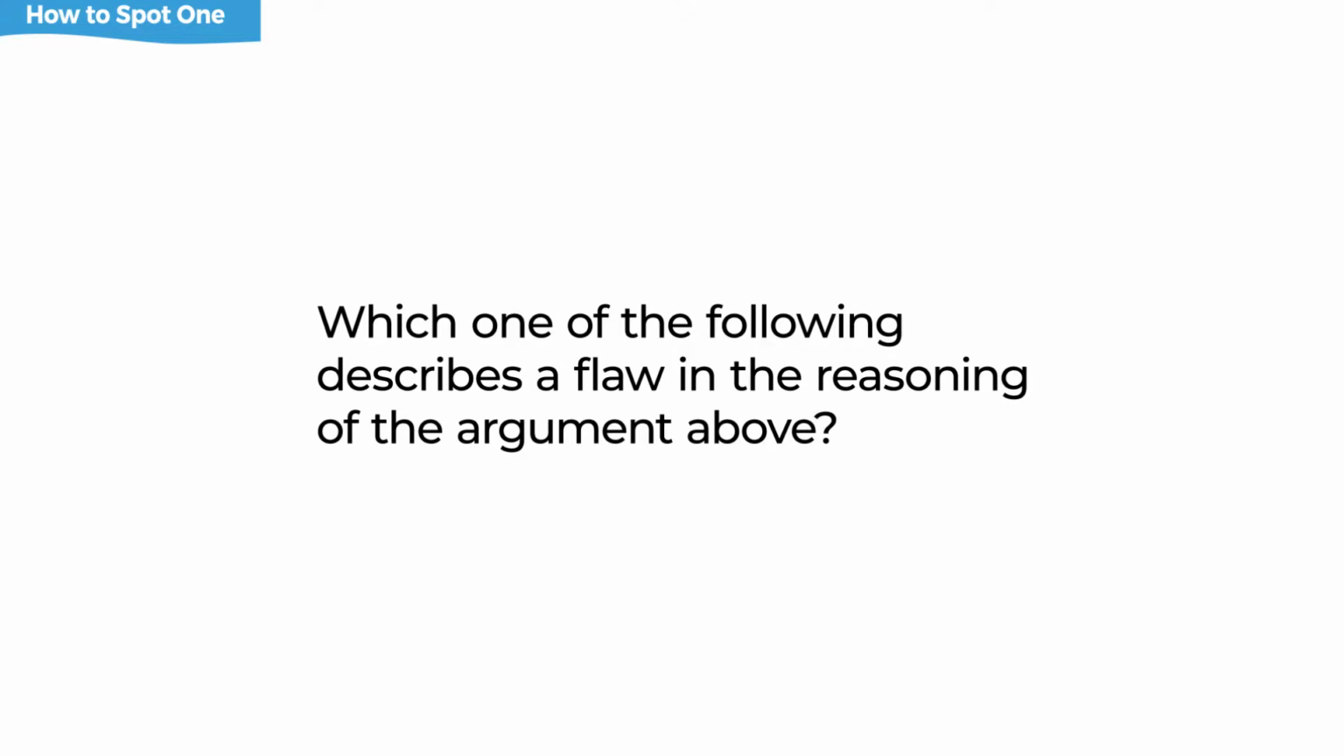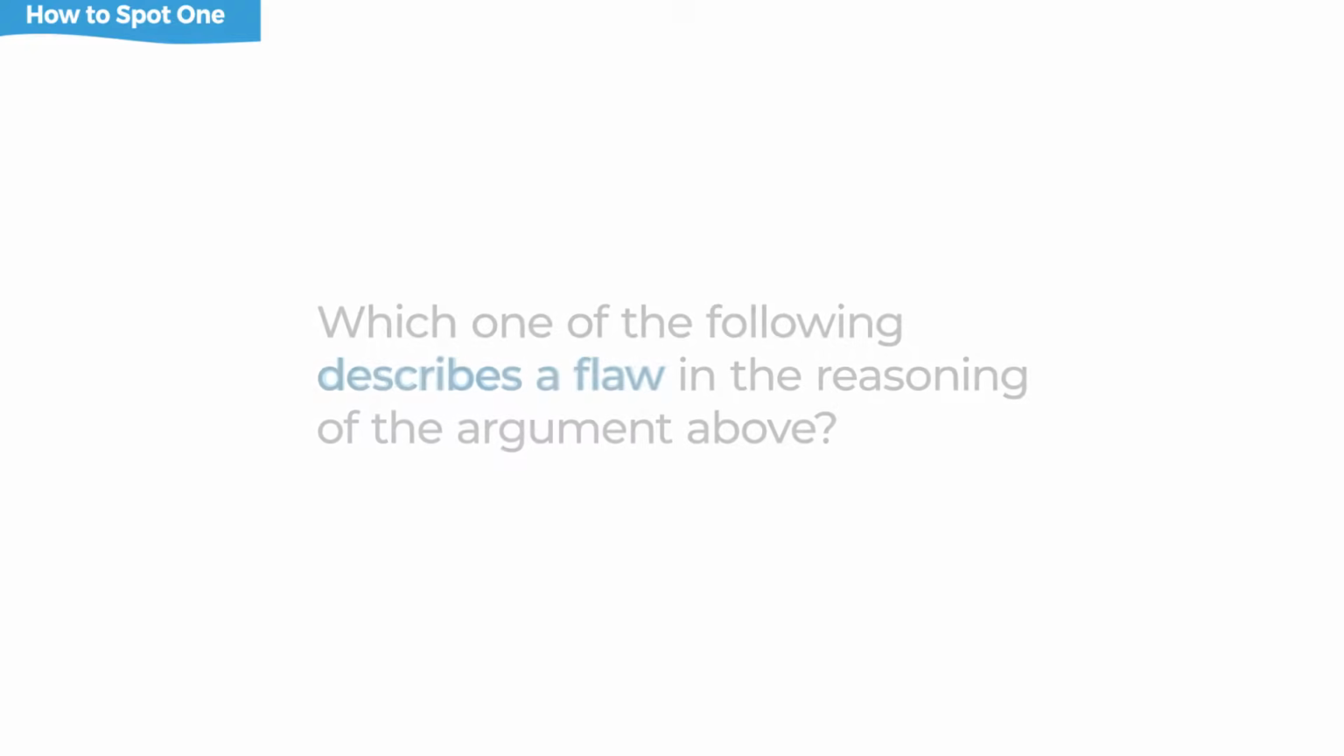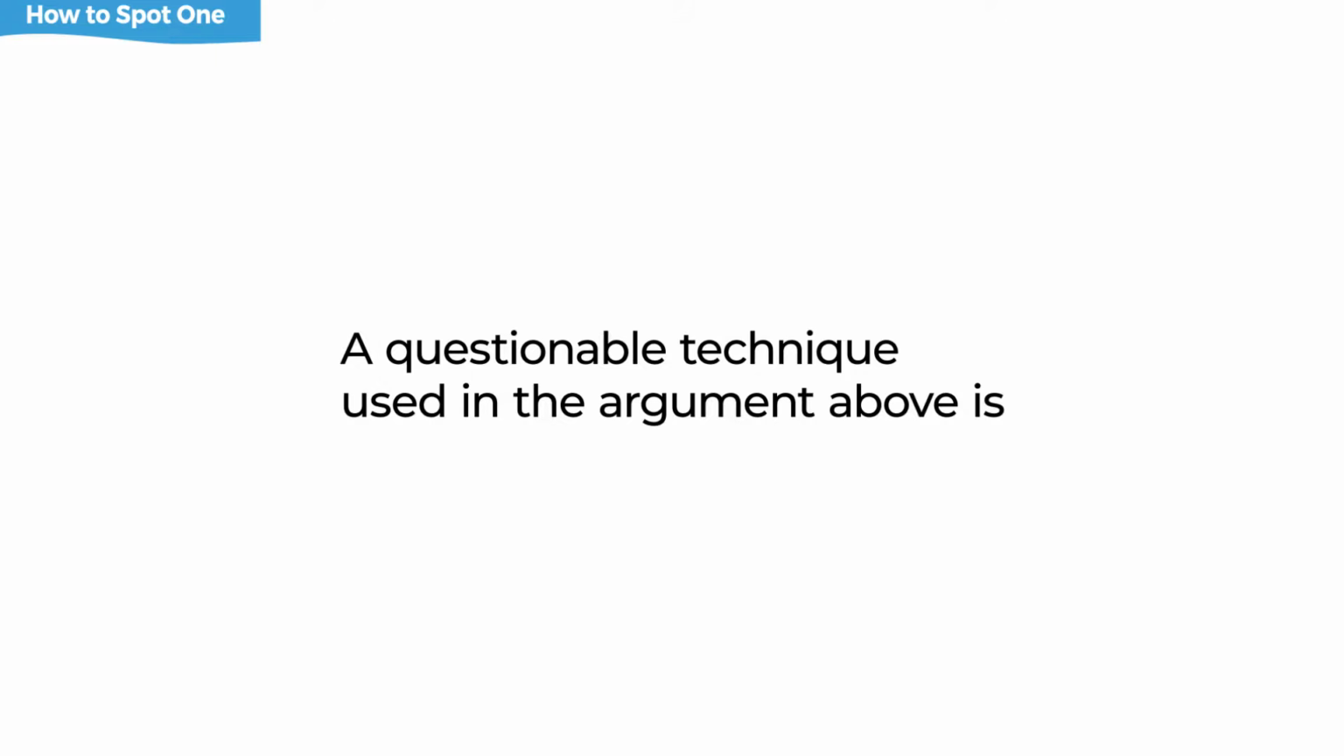In this question stem, it says, which one of the following describes a flaw in the reasoning of the argument above? The language that tells us that this is a flaw question is describes a flaw. This question says a questionable technique used in the argument above is, so the right answer should represent a questionable technique used or a flawed method of reasoning. This is definitely a flaw question.